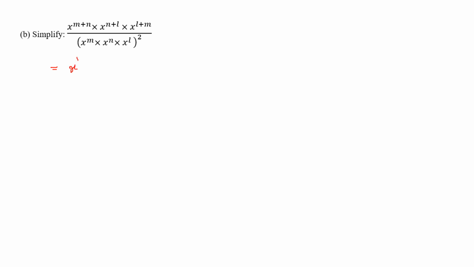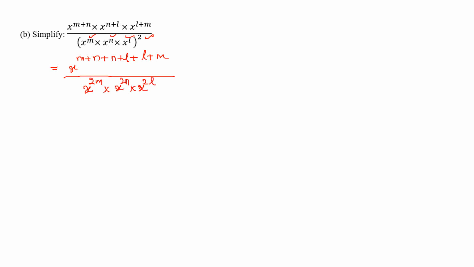So it will become x to the power m plus n plus l plus m. And in the denominator it is x to the power m into x to the power n into x to the power l whole square. It means this square is on x to the power m also, x to the power n and x to the power l also. So it will become x to the power 2m into x to the power 2n into x to the power 2l.